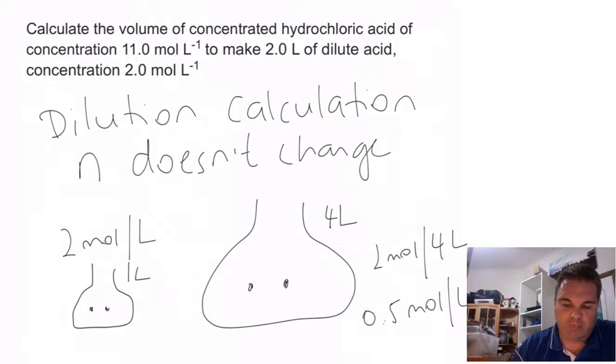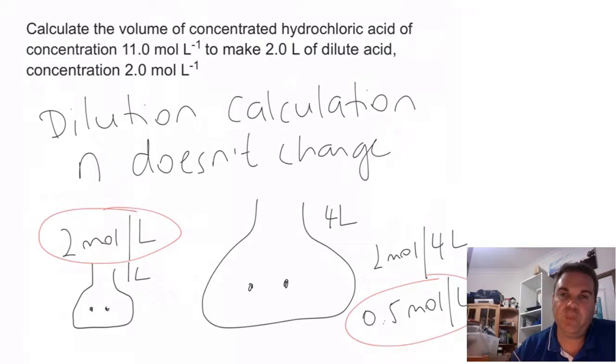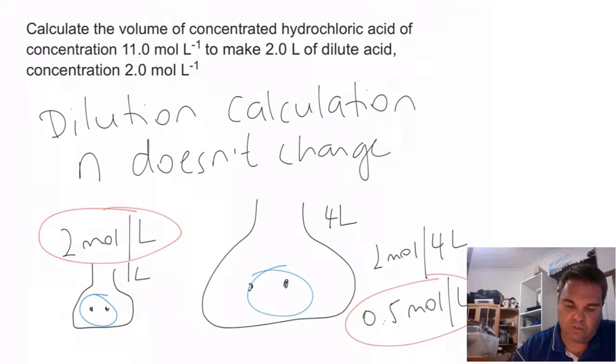So what happens is the concentration changes. As you can see there, we've got 2 moles per litre here versus 0.5 moles per litre here, but the actual number of moles inside doesn't change. All we're doing is changing the volume. So that's what we're going to be doing for this one.